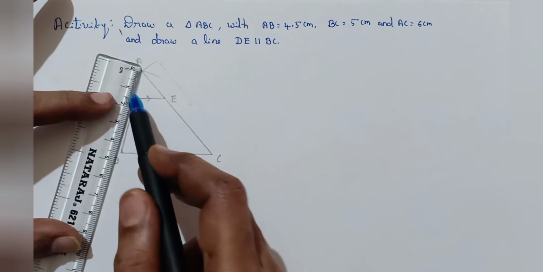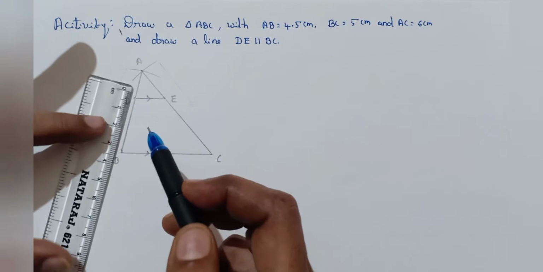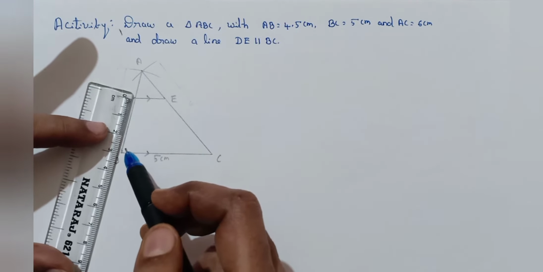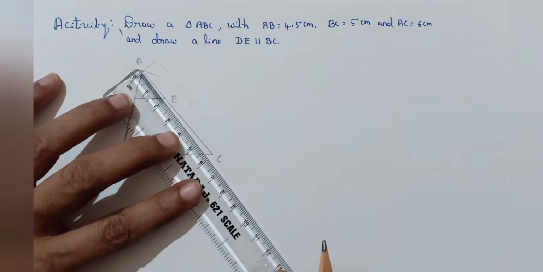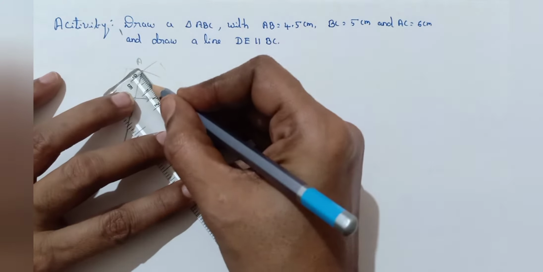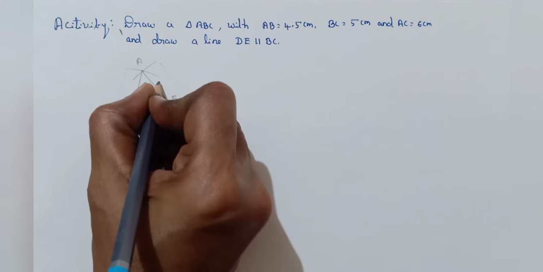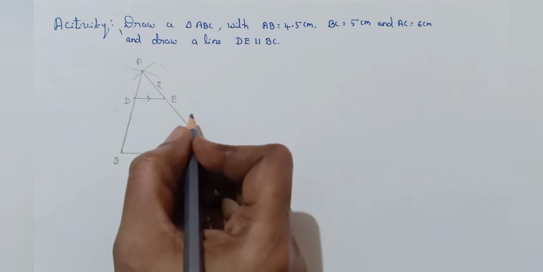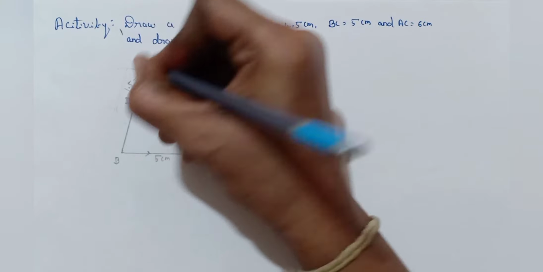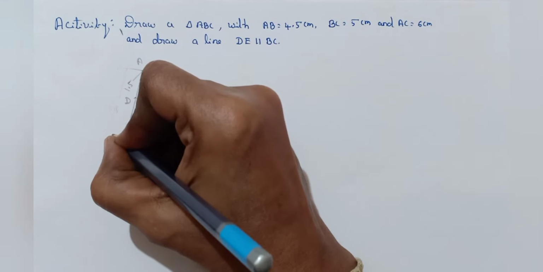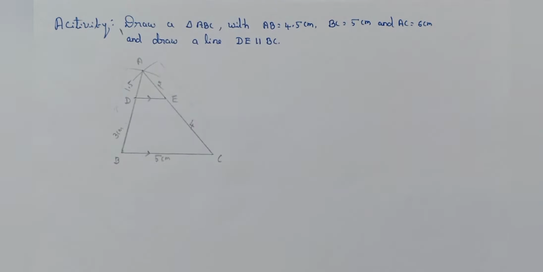AD is 1.5 cm and DB is 3 cm. And measure AE and EC. AE is 2 cm and EC is 4 cm.